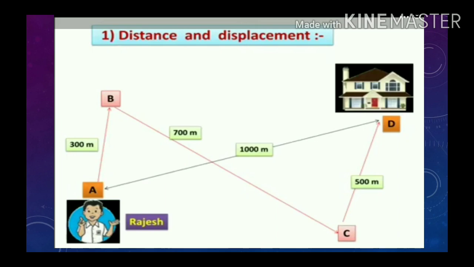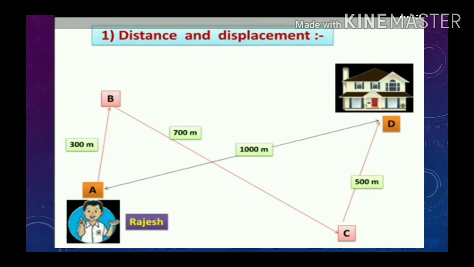Let's take one example. See the first point, distance and displacement. With this example you can understand this concept, and clearly observe the difference between distance and displacement. Let's start. Rajesh is at point A, right? And he wants to go to his house which is at point D. So Rajesh travels the distance AB, then BC, then CD.